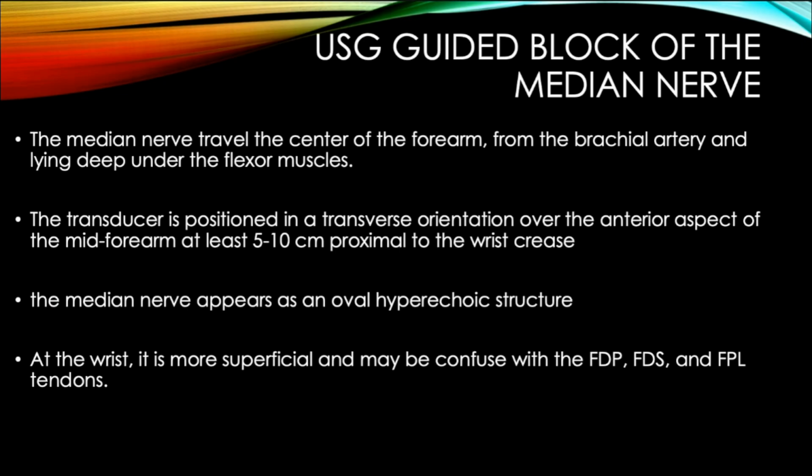The transducer is positioned in a transverse orientation over the anterior aspect of the mid forearm, at least 5 to 10 cm proximal to the wrist crease. The median nerve appears as an oval hyperechoic structure. At the wrist it is actually more superficial, however it is more confusing there because the nerve can be confused with the tendons of the FDP, FDS and also FPL.